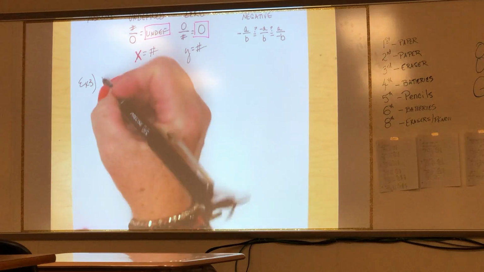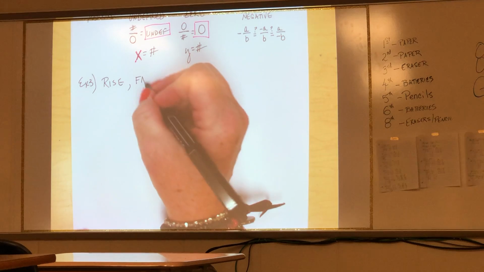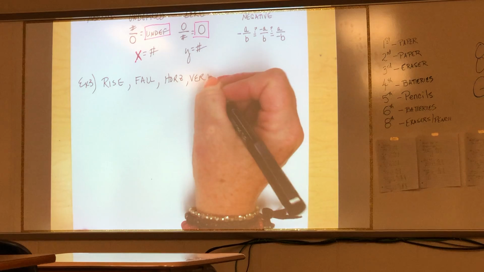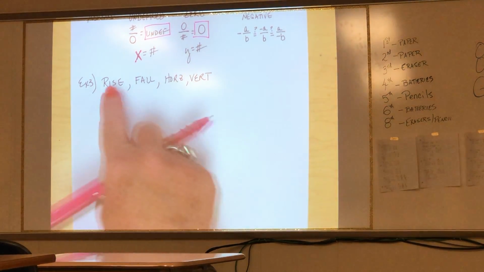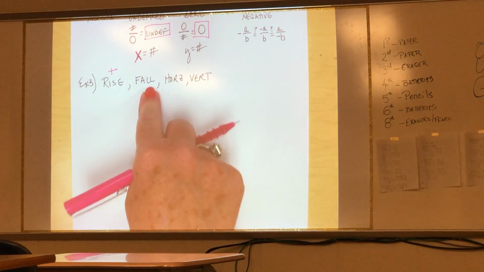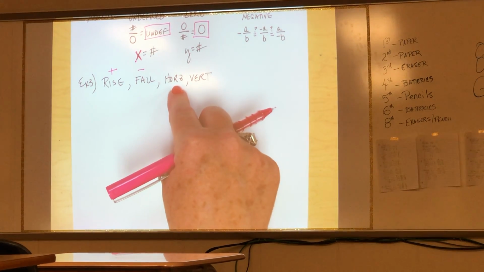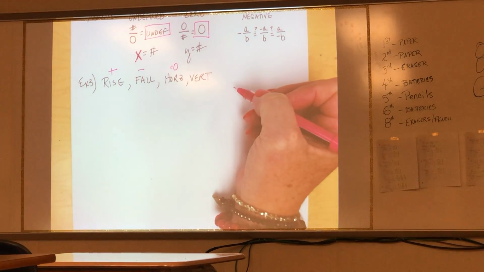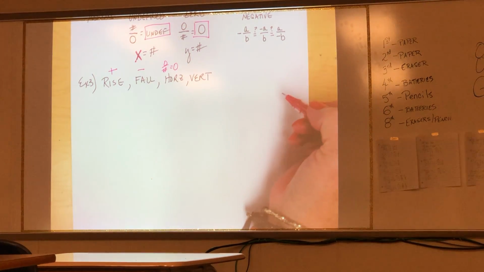Example 3. I want you to tell me, does my line rise, fall, is it horizontal, or is it vertical? Okay? You have to pick one of them. So let's talk about the slopes. If the line rises, what kind of slope does it have? Positive. If the line falls, what kind of slope does it have? Negative. If the line is horizontal, what kind of slope does it have? 0. What is that going to look like as a fraction? 0 over a number. Okay? That's what it's going to look like.